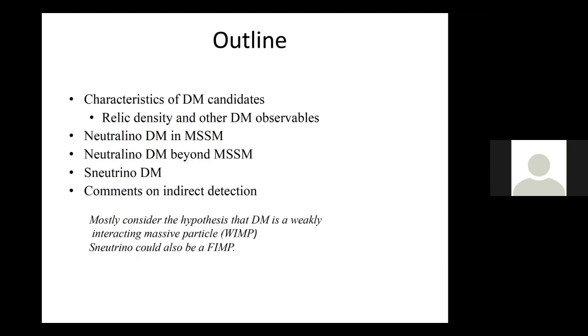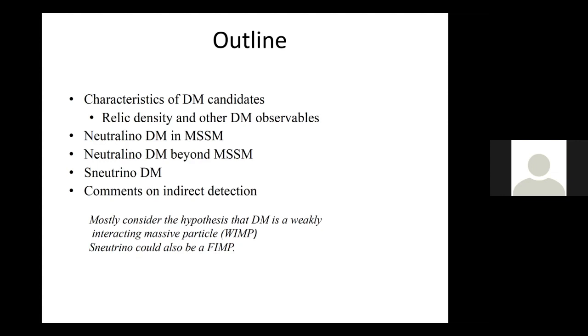Then I will discuss neutralino dark matter in extensions of the minimal model. And I will also discuss another possible candidate of dark matter in supersymmetry, which is neutrino dark matter, which typically requires extensions of the minimal model. And I will end with comments on indirect detection. So in most of the talk, I will consider dark matter as a new weakly interacting massive particle. Although when I discuss this neutrino, I will also discuss the possibility that dark matter is not weakly interacting, but feebly interacting.